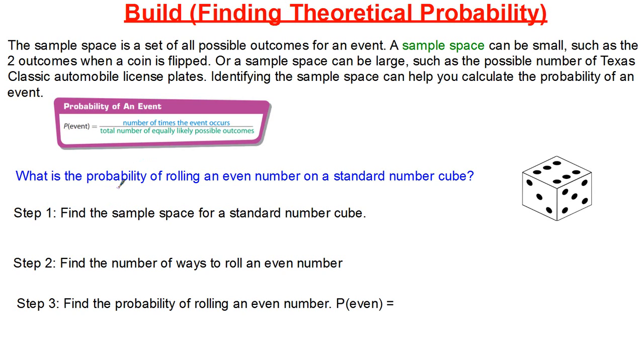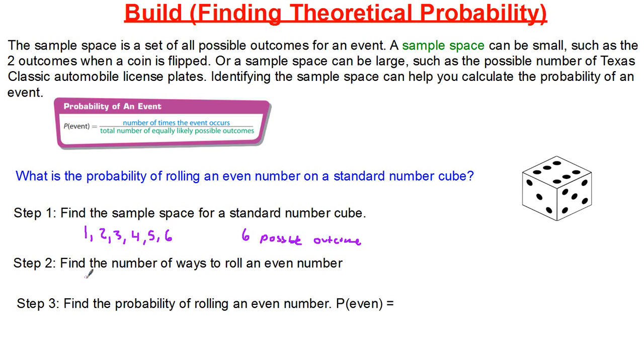What is the probability of rolling an even number on a standard number cube? The first thing we have to do here is find the sample space for a standard number cube. A standard number cube, as you can see over here to your right, has the numbers: you could roll a 1, a 2, a 3, a 4, a 5, or a 6. So there are 6 possible outcomes. That is my sample space. My sample space is 6 outcomes, specifically 1, 2, 3, 4, 5, and 6.